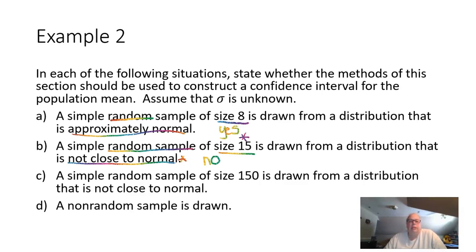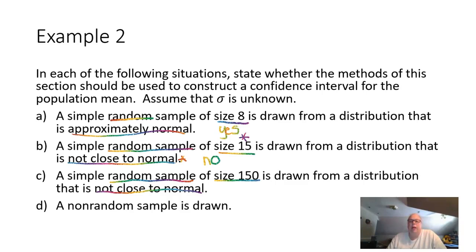Part C: a simple random sample of size 150 is drawn from a distribution that is not close to normal. We have our random sample right here. We're at size 150. Now this is greater than 30, so this is considered to be a large sample. And our population, again, is not close to normal.